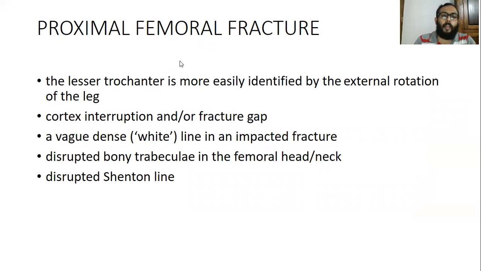Coming to the proximal femoral fracture, in the X-ray AP view, we can see the lesser trochanter is more easily identified by the external rotation of the leg when we compare to the contralateral hip. And there will be cortex interruption. A vague dense white line is seen in impacted fracture. One in 20 cases of all neck of femur fractures is impacted, and impacted fracture is included as Garden's first classification, in which a vague dense or white line is seen. There are also disrupted bony trabeculae in the neck of the femur, and a disrupted Shenton's line. Shenton's line is an imaginary line drawn from the inferomedial border of the femur to the superior pubic ramus, and that Shenton's line will be distorted in neck of femur fracture.